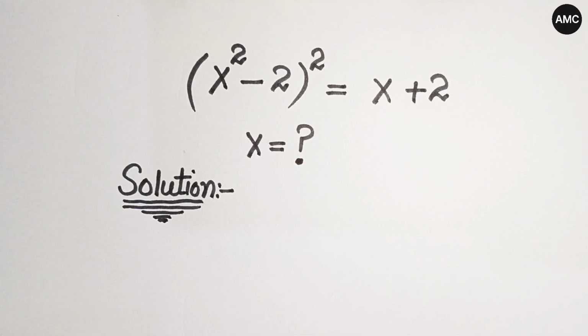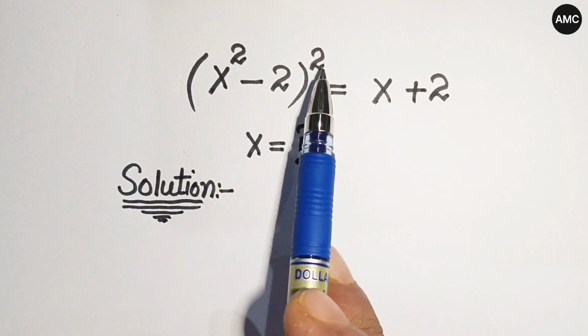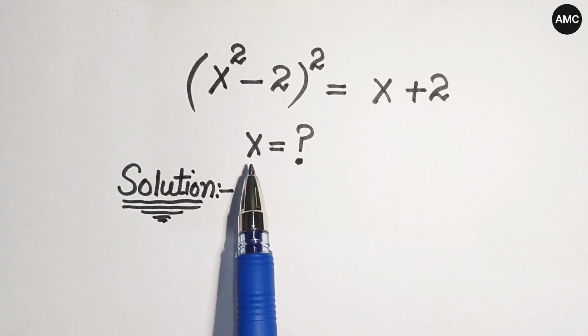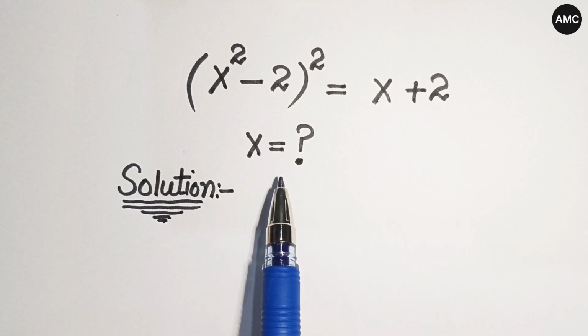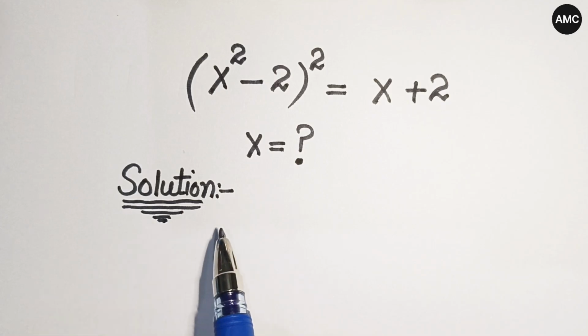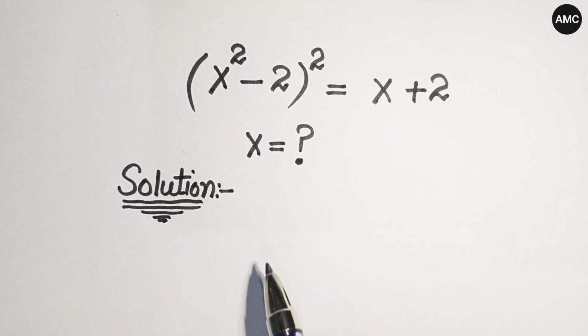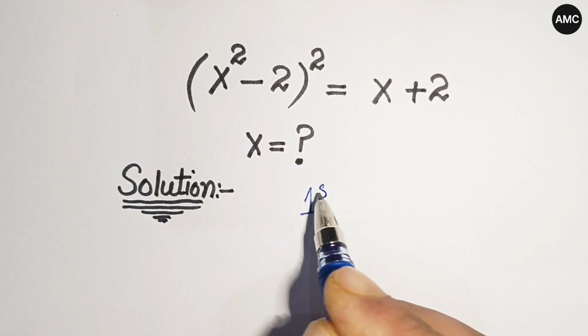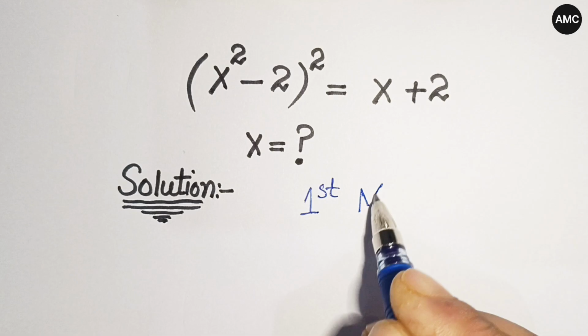Today we have a nice math problem: (x squared minus 2) whole squared is equal to x plus 2. So here we have to find the value of x. There are two methods to solve this problem. We are going to write our method number 1, that is our first method.